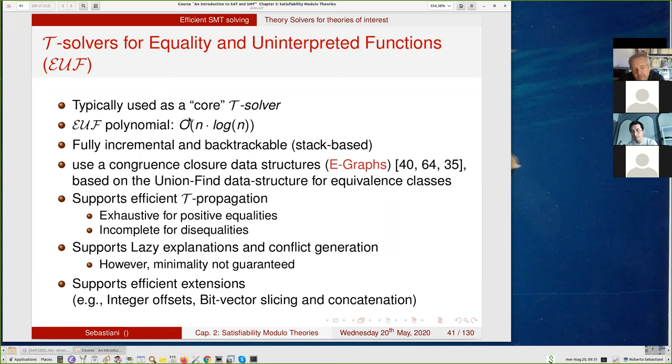Equality and uninterpreted functions is probably the simplest possible theory that you have in SMT, and it is a theory which gives no interpretation to function symbols and predicate symbols, apart from the fact that they are functions. So the idea is that this typically uses a core theory solver with the following meaning.